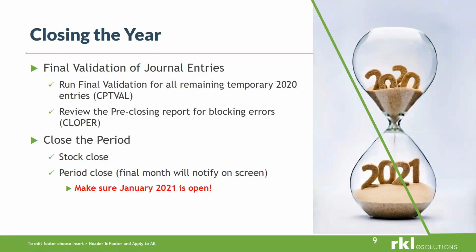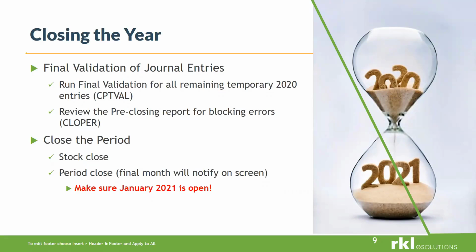You'll want to ensure that you've run through the final validation of your journal entries for all remaining temporary 2020 entries, and review the pre-closing report to identify any blocking errors for the period end process. If you've run period end processing before, you're probably familiar with that closing report that gives you the detail for those issues that might prevent you from performing the close.